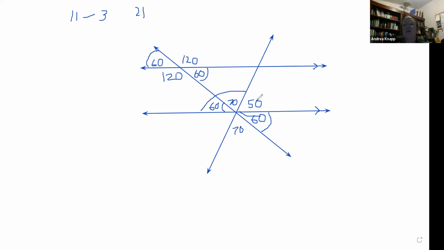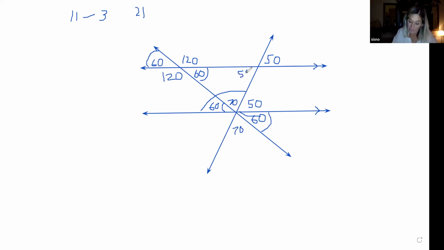Okay, what can we do now? And then the corresponding one would be 50 as well, up here, number 3. And then the vertical there, and then the supplementary gives you 130. Or you can just think of corresponding to the 60 plus 70 there.